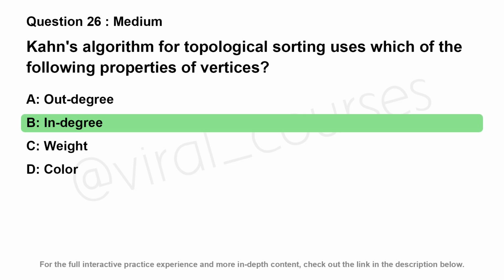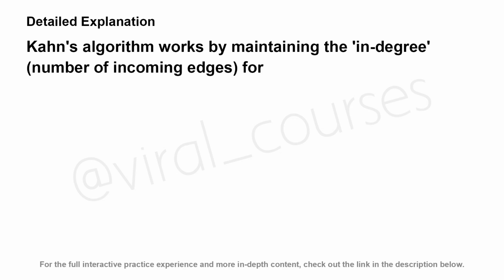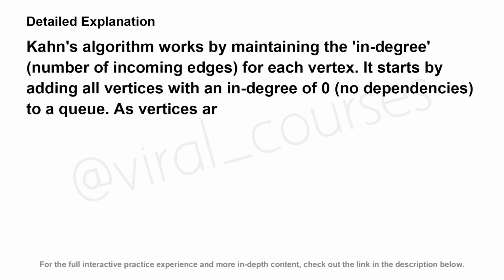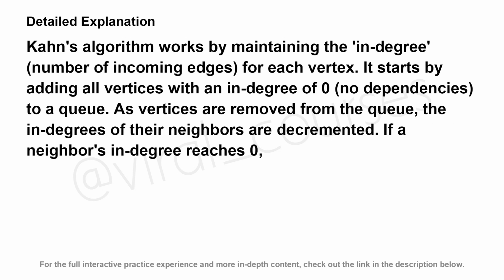The correct answer is B. Kahn's algorithm works by maintaining the in degree, the number of incoming edges, for each vertex. It starts by adding all vertices with an in degree of 0, no dependencies, to a queue. As vertices are removed from the queue, the in degrees of their neighbors are decremented. If a neighbor's in degree reaches 0, it is added to the queue.